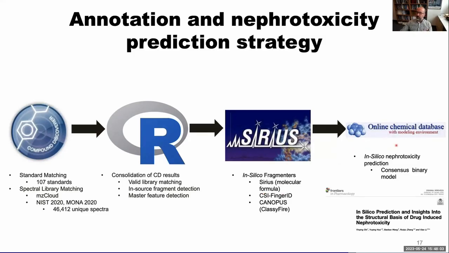And then because we're interested in finding compounds that might contribute to nephrotoxicity, perhaps contributing to this chronic kidney disease progression, we're using an in silico model that was published by Shi et al. in Frontiers in Pharmacology a couple of years ago that allows us to predict nephrotoxicity as a consensus binary true-false model, just with chemical structures as inputs. So as we annotate our molecules using our annotation strategy with structures, we can then feed those into the nephrotoxicity prediction model to try to get an idea of potential toxicity.